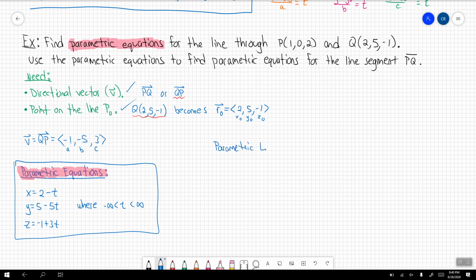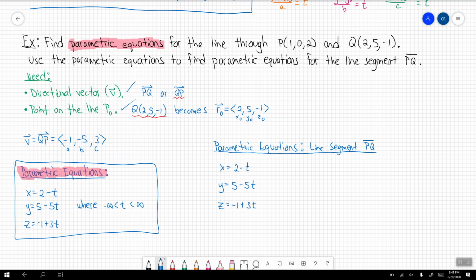Parametric equation. And this is going to be for the line segment PQ. Okay, so again, I have the exact same x component, which is 2 minus t, the exact same y component, which is 5 minus 5t, and the exact same z component, which is negative 1 plus 3t.